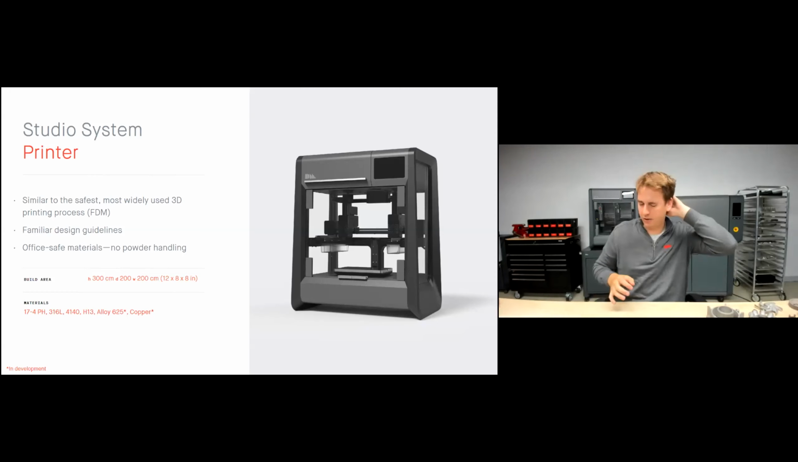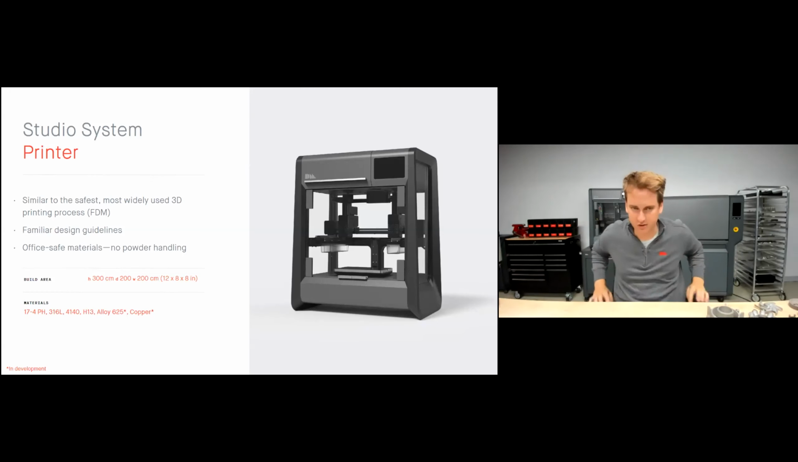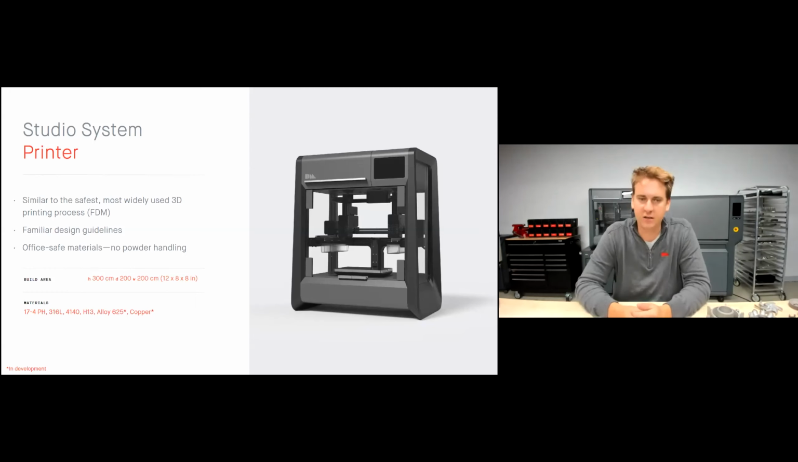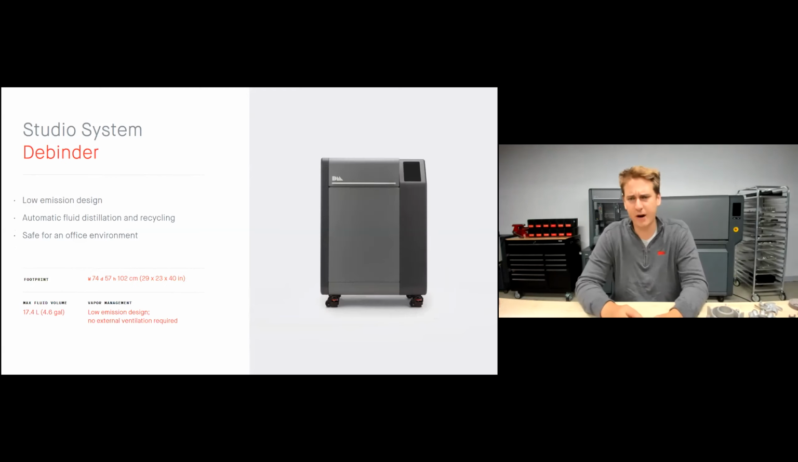Just quickly about the three pieces of equipment. The printer is similar to the safest and most widely used 3D printing process, FDM. This means that you're going to have familiar design guidelines. You have these office-safe materials, so there's no powder handling involved at any point during the process. The debinder, targeting accessibility, has a low emission design. It has this automatic fluid distillation and recycling. It's safe for an office environment.